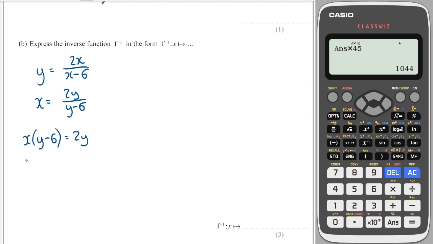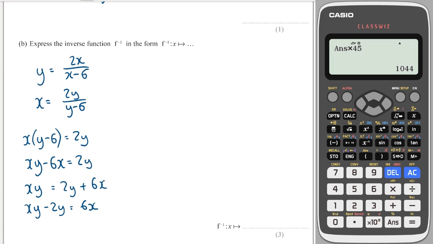I'm then going to expand the brackets. And then I need to collect all the y's on one side and all the terms without a y on the other. So I'm going to add the 6x to the other side. And then I'm going to subtract the 2y over to this side.